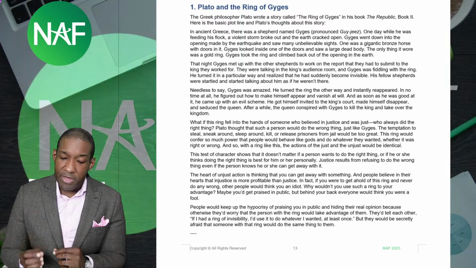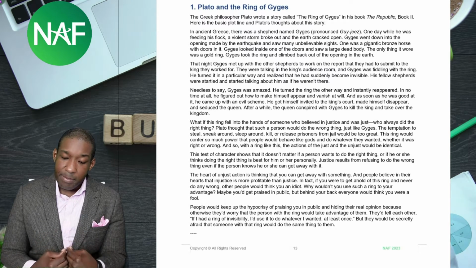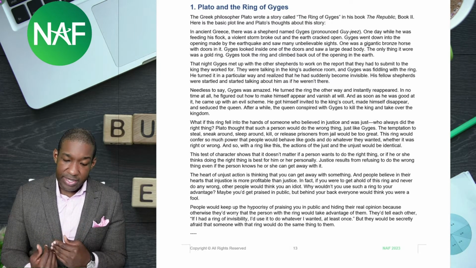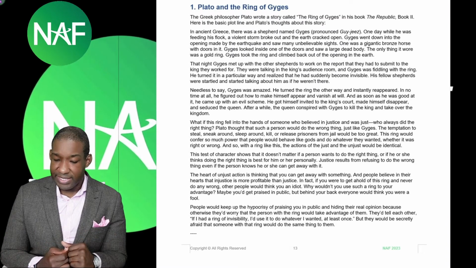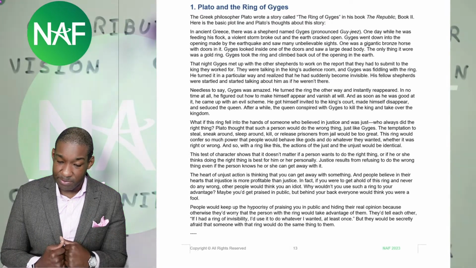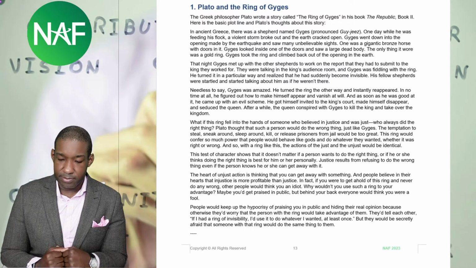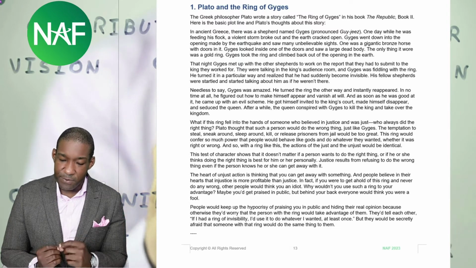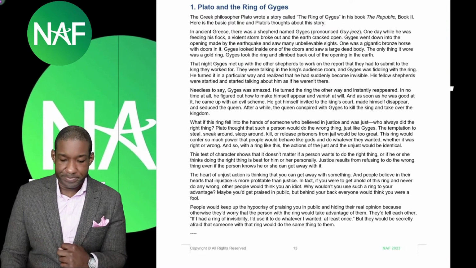People would keep up the hypocrisy of praising you in public and hiding their real opinion because otherwise they'd worry that the person with the ring would take advantage of them. They'd tell each other, if I had a ring of invisibility, I'd use it to do whatever I wanted, at least once. But they would be secretly afraid that someone with the ring would do the same to them.